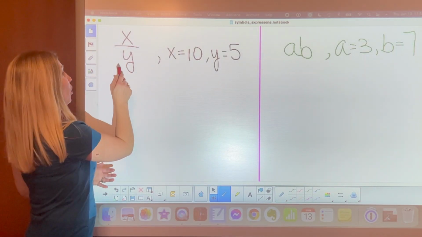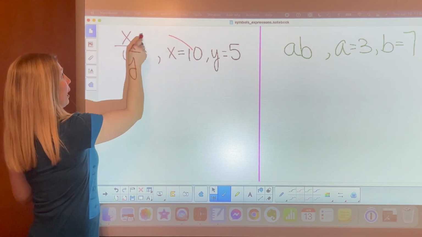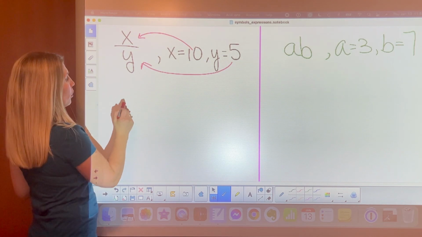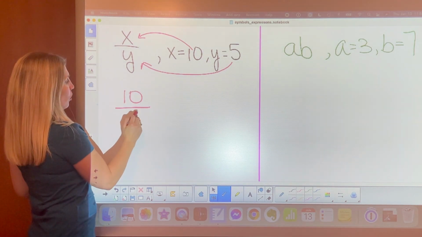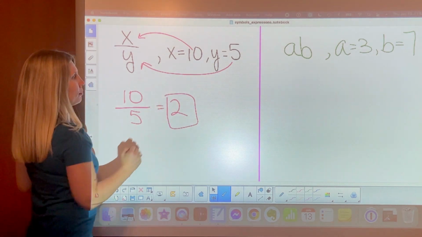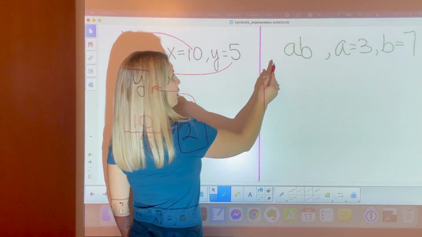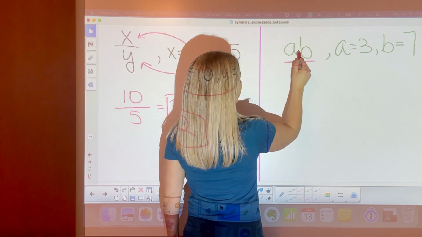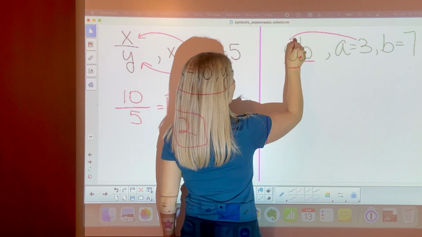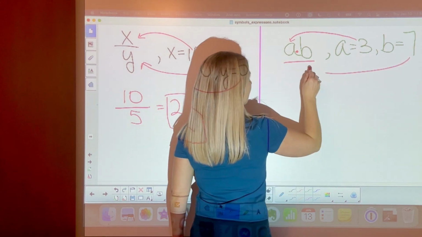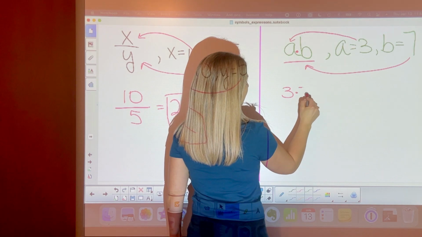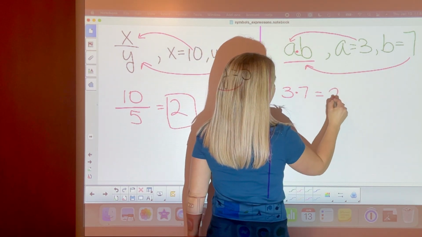For this example, we have a division problem. They want x to be 10 and y to be 5. So I'm going to plug those in. 10 over 5, 10 divided by 5 is 2. Now over here, when we have two letters connected, there's really a multiplication symbol in there. They want my A to be 3 and my B to be 7. So A becomes 3 times 7, and 3 times 7 is 21.